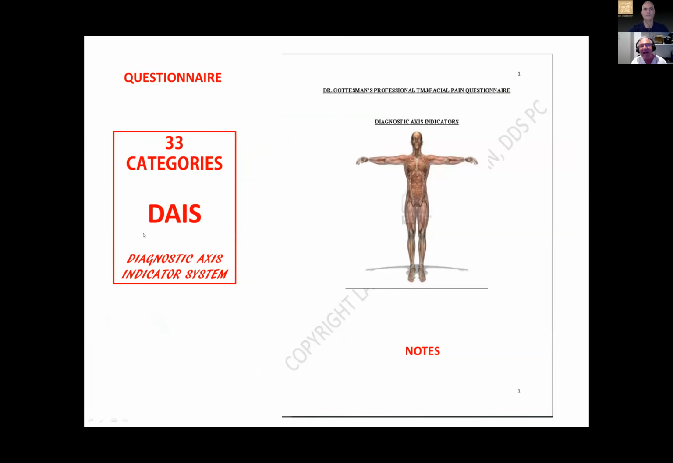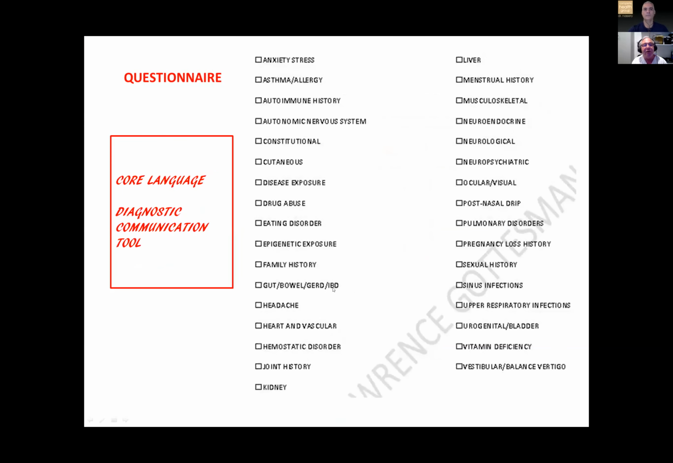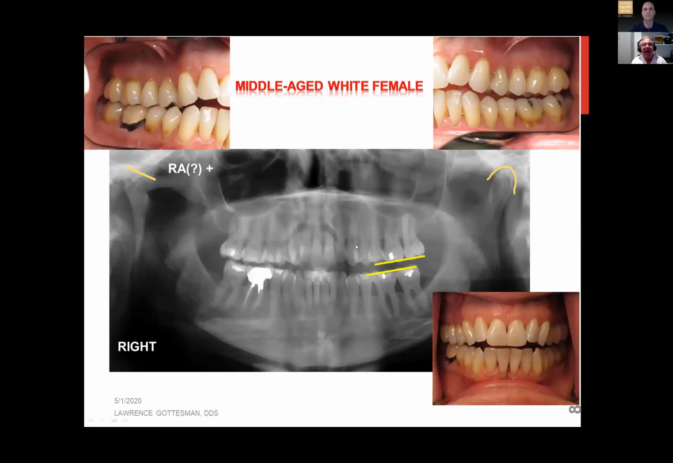I call this the DAIS, the Diagnostic Axis Indicator System. This is a guidance system for me. This is my front page, and this is where I put all my notes. There are 33 categories where I will ask the patient what type of disorders. I quickly check them off so I have an idea of how I'm going to put the story together for them. And here's the first case.